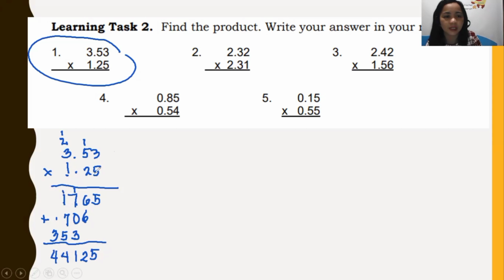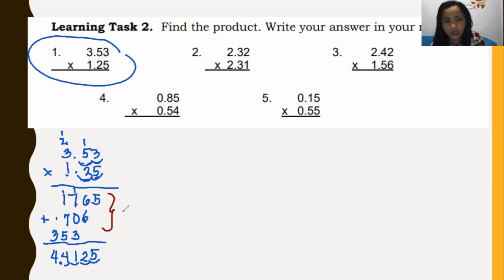Let's count the number of places in our factors. We have 1, 2, 1, 2. So we have 4. Or 1, 2, 3, 4. Kaya gawin natin dito 1, 2, 3, 4. So the answer is 4 and 4,125 10 thousandths. Again, hindi tayo naglalagay ng decimal point dito sa ating partial product.